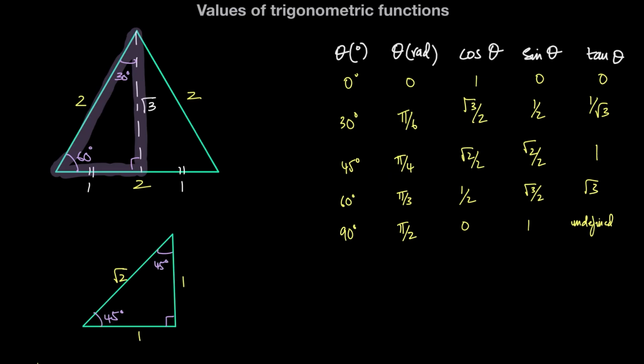So that's just 1. So we can use these two triangles, this right angle triangle over here, which we derive from the equilateral triangle, as well as this right angle triangle over here, to recall the values of cosine theta, sine theta, and tan theta when theta is equal to 30 degrees or pi over 6 radians, 45 degrees or pi over 4 radians, or 60 degrees or pi over 3 radians.